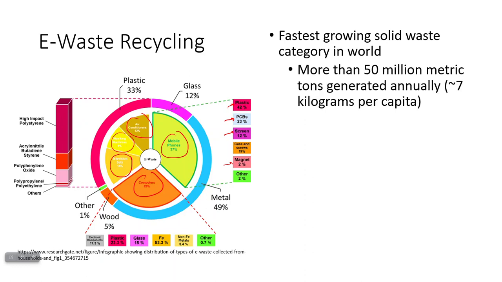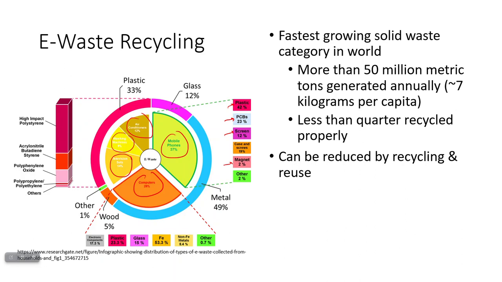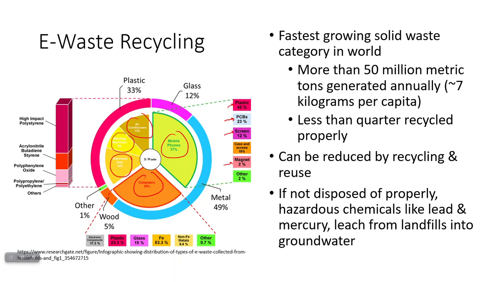Annually, the planet right now generates about 50 million metric tons of e-waste, which adds up to about 7 kilograms per person on the planet. Less than a quarter of that is recycled properly, but we can reduce the amount of e-waste by recycling and reuse. If there are companies that take old products and try to extract usable components, that's good, because if you don't dispose of these properly, they can leach out chemicals like lead and mercury, especially from landfills into groundwater, and that can contaminate water supplies.